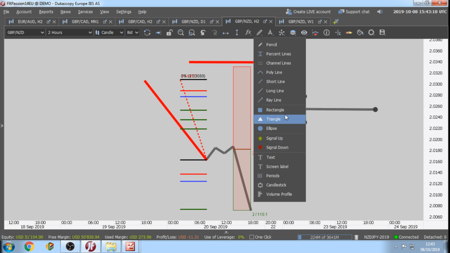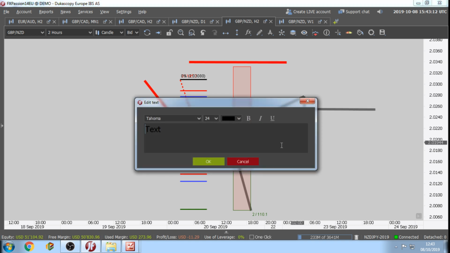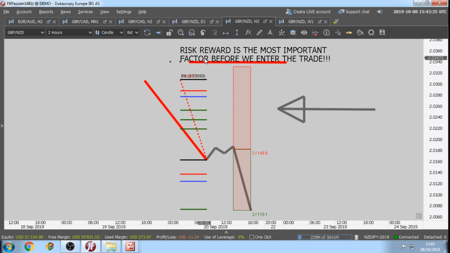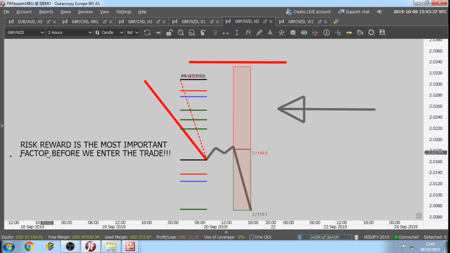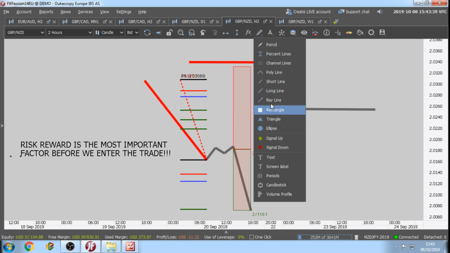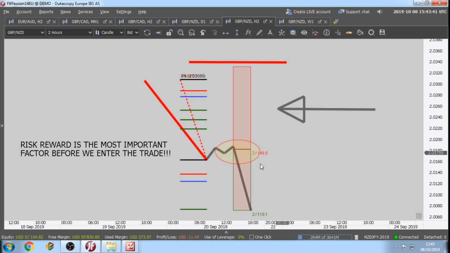Let's write this down. You aren't going to make it in this game, everybody. Risk reward is the most important, what's the name? Metric? Factor. It's the most important factor before we enter the trade. And the Fibonacci tool is a great tool. It's going to show you the risk reward ratio.